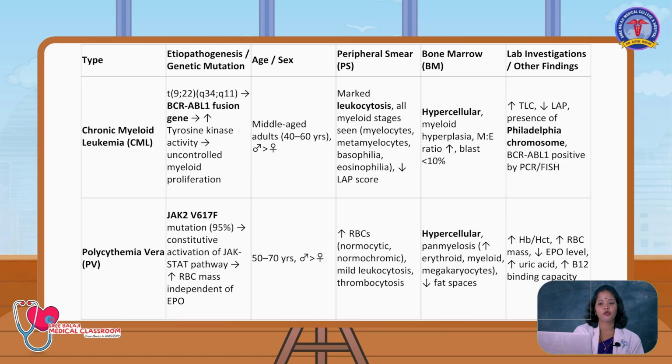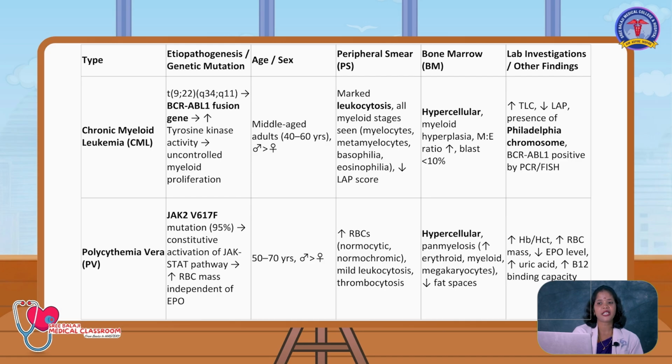Polycythemia vera, here you will have the JAK2 V617F mutation. It occurs in the age group of 50 to 70 years, and males are more affected than females. Here the RBCs will be normocytic normochromic, but leukocytosis and thrombocytosis will be seen, that is an increase in the WBCs and platelets. It is a hypercellular smear showing erythroid, myeloid and megakaryocytes increased.